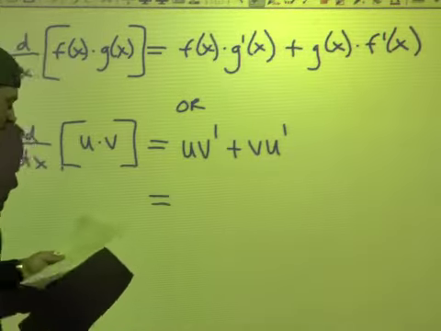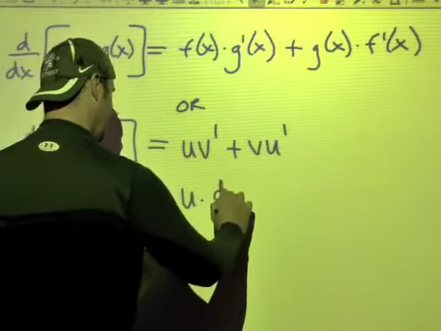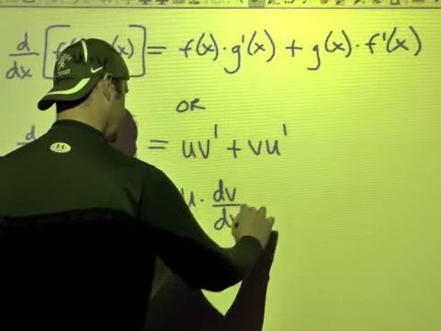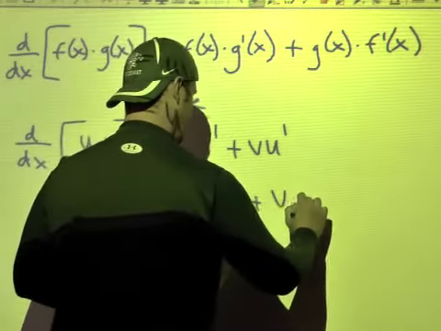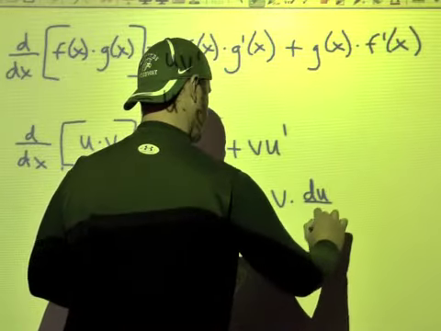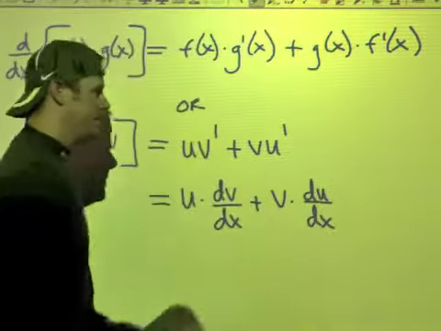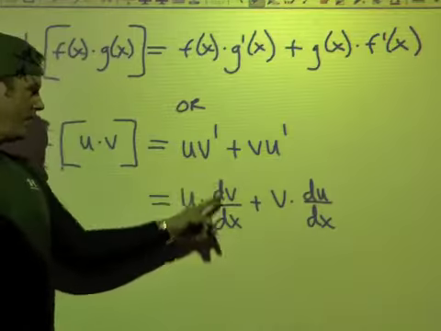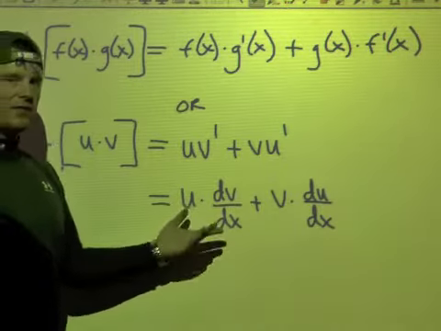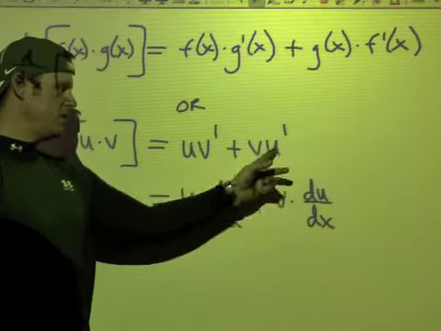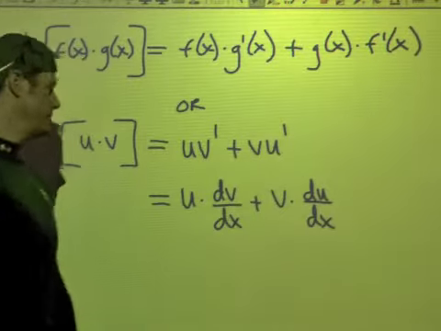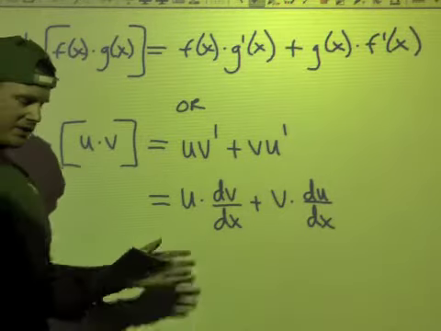Or you might see u times dv dx plus v times du dx. All mean the exact same thing. Okay, v prime is the same as dv dx, just a different form of the derivative notation. U prime is du dx. Okay? So that's the product rule.